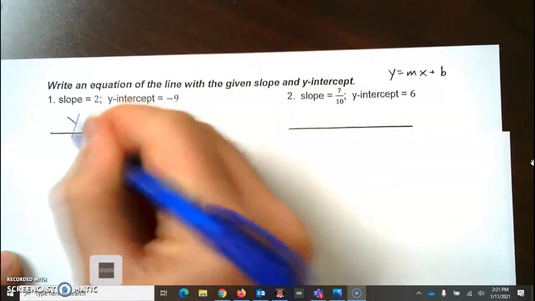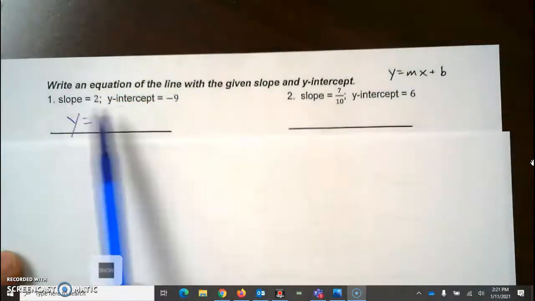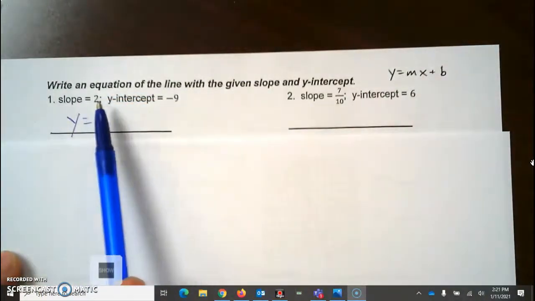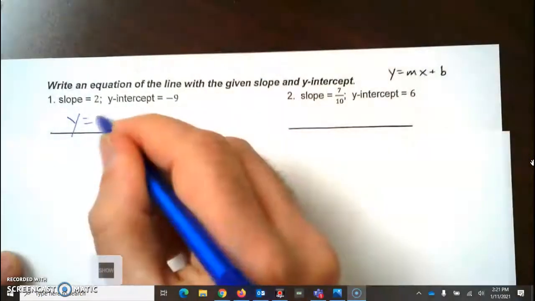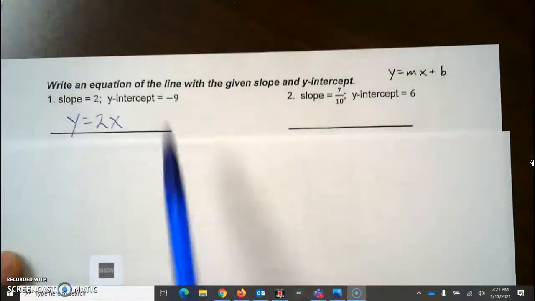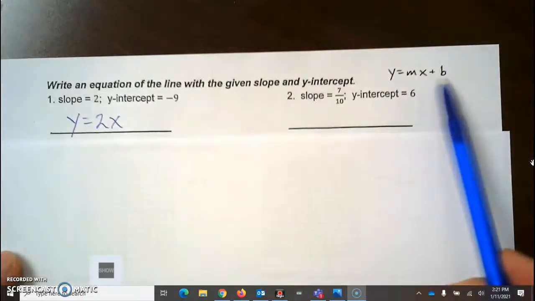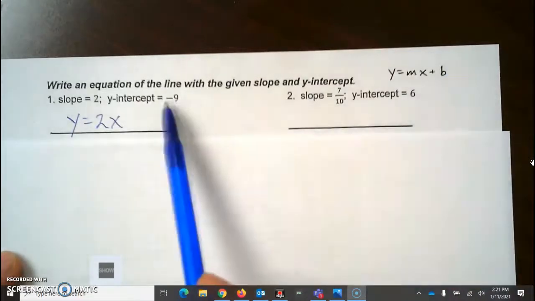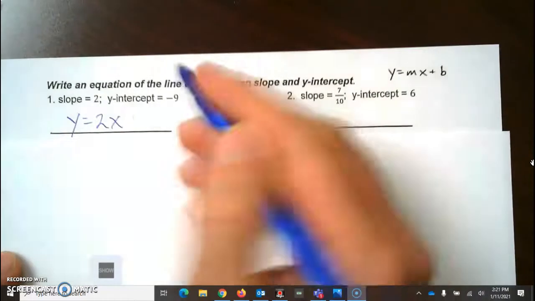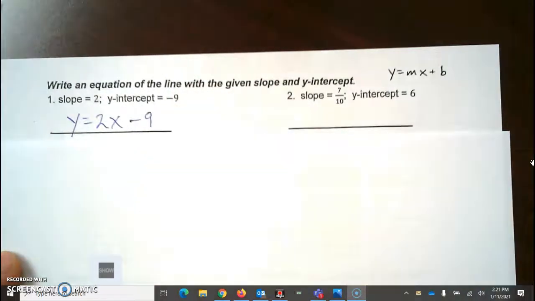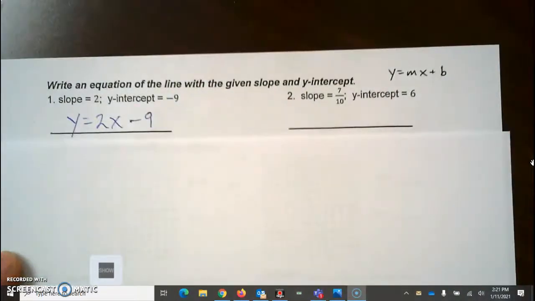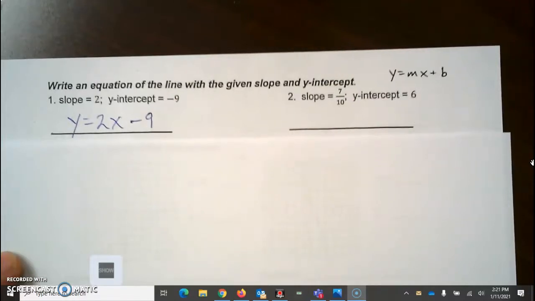So instead of y equals mx, I have a number for m, the slope. So the 2 goes here. And normally it would say plus b on the end. Well, b is the y-intercept. Look, I'm given the y-intercept, so I just put it on the end of the equation. And if you're thinking, is that it? What else do I do? That is it. Now obviously there's more to do, but not in these examples.